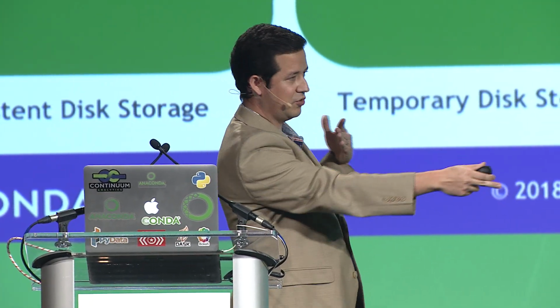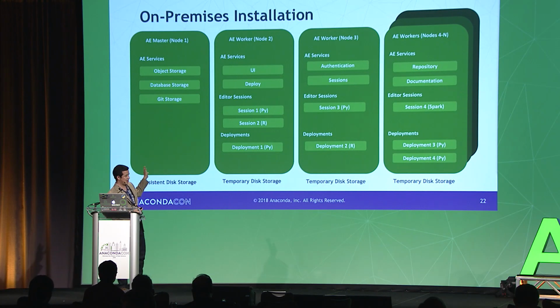The Anaconda Enterprise out of the box comes with Kubernetes set up as a scheduler, and we're essentially spreading out those sessions, spreading out those user deployments, so that we're utilizing the cluster in the best way possible, and also spreading that out across the cluster, so we're not overloading or leaving machines idle. And you can see persistent storage on the master node and temporary disk storage on the others.